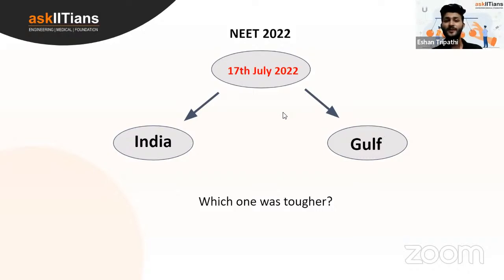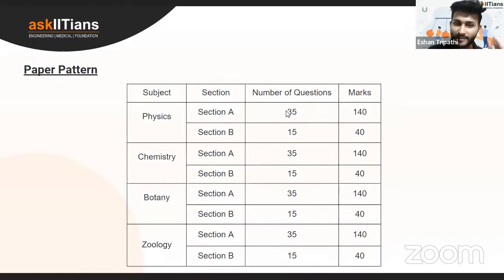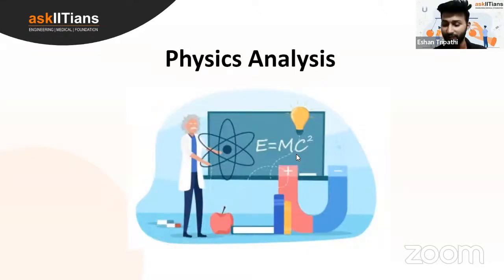First we are going to start with the paper pattern. You know the paper pattern was 35 questions in physics in section A, then 15 questions in section B, of which we had to attempt 10 questions. In chemistry also 35 and 10, biology 35 and 15, zoology 35 and 15. So this is how mostly the distribution was. And now we are going to see the analysis of the physics section.